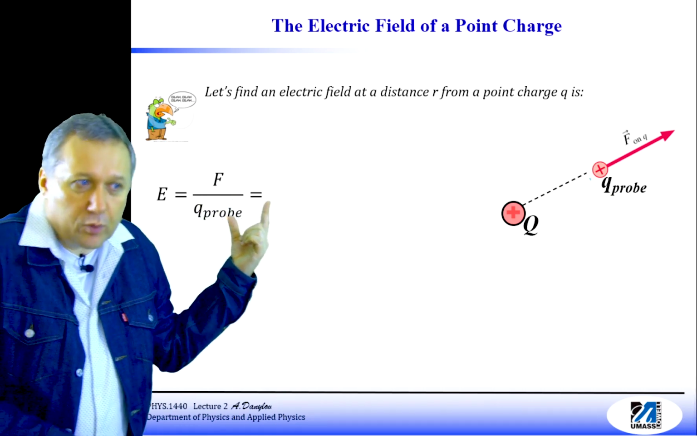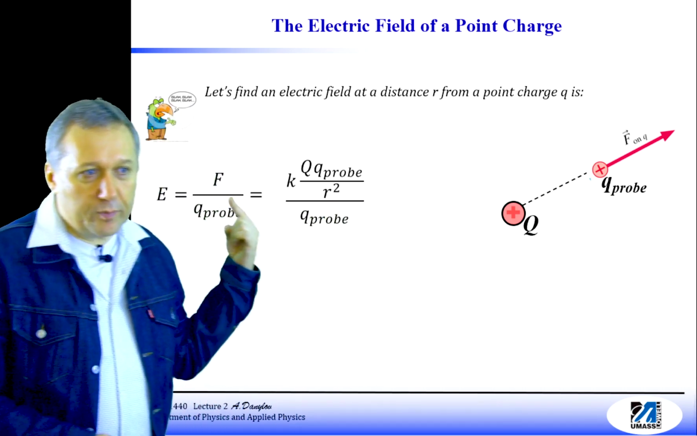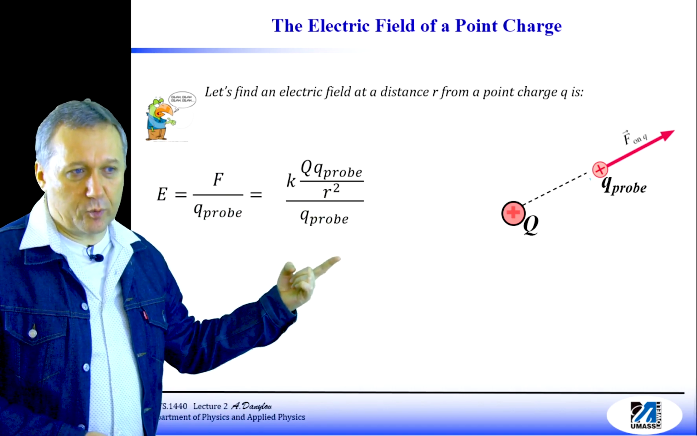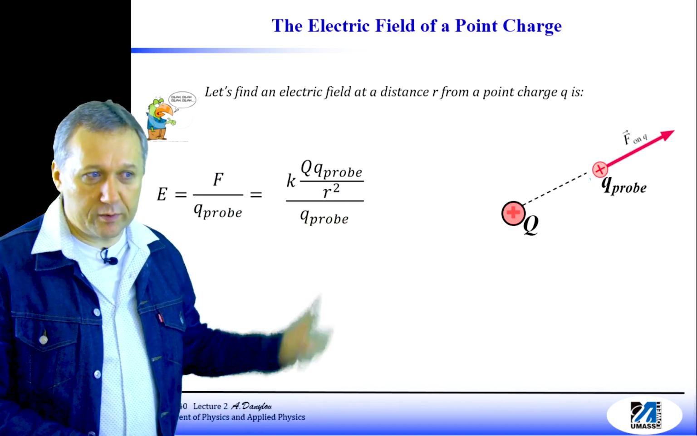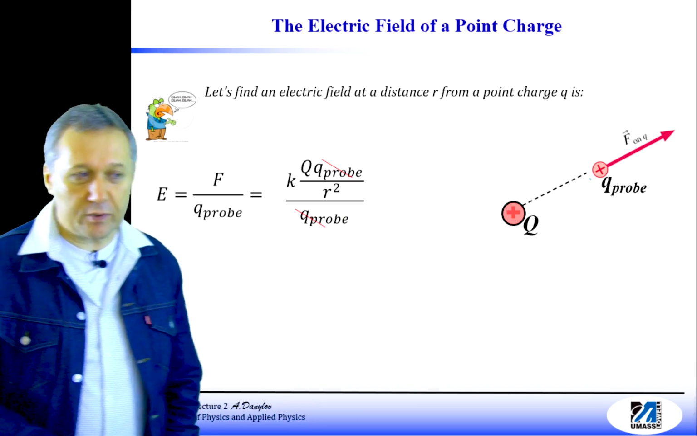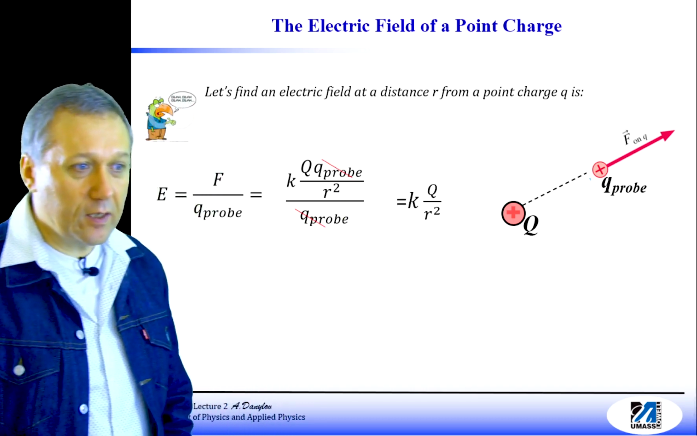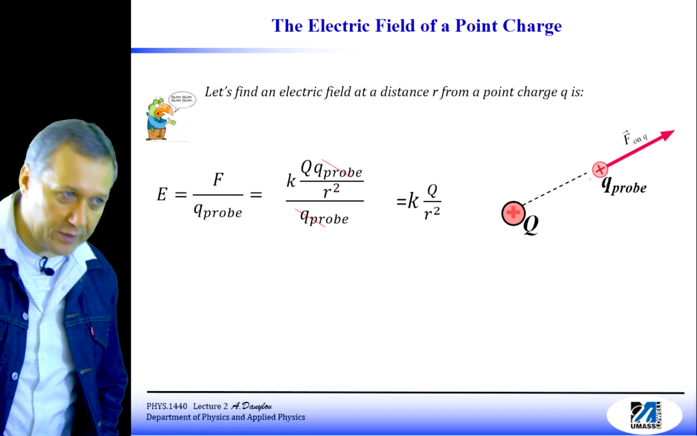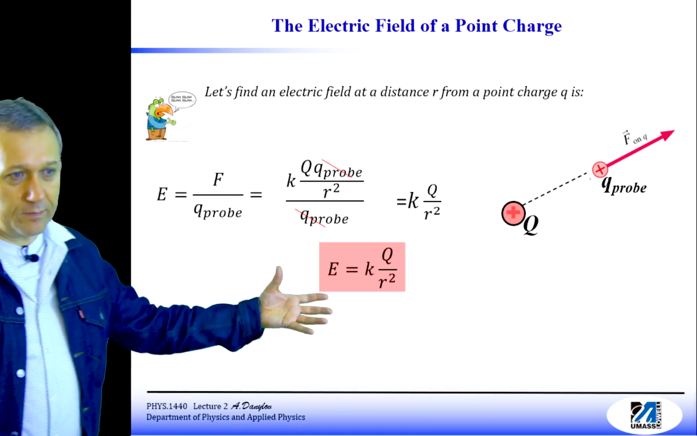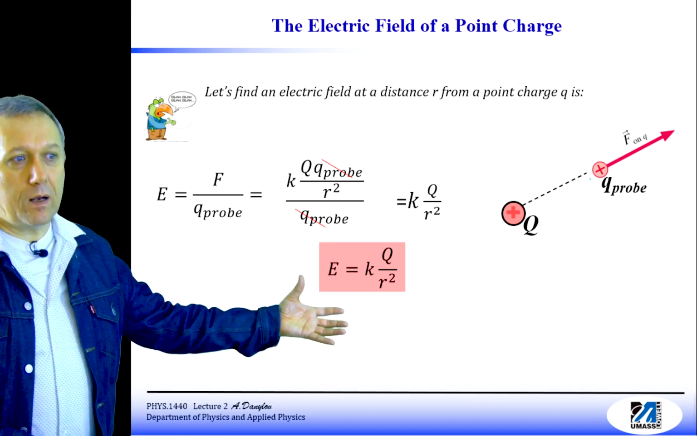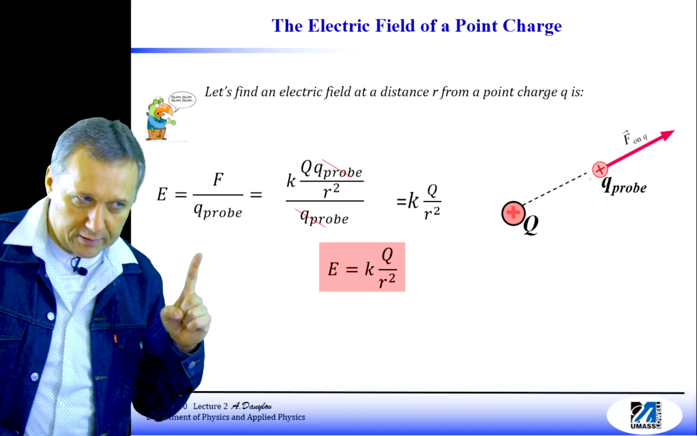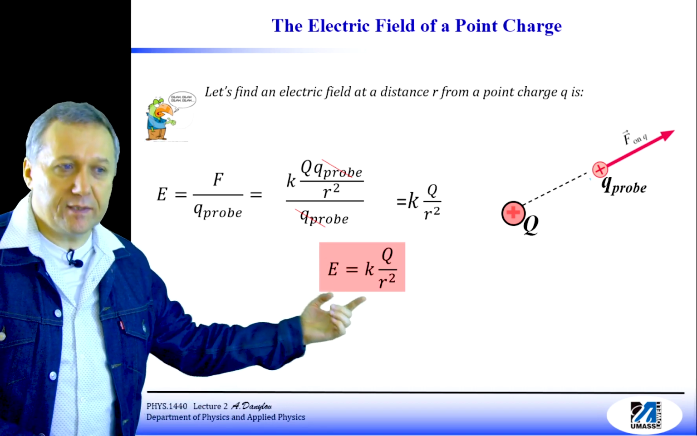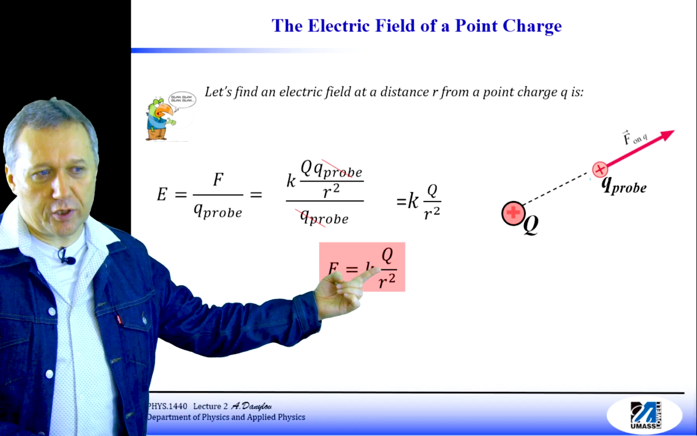F, it's Coulomb's law, right? So it will be our expression for Coulomb's law divided by the value of the probe charge. Of course, the value of the probe charge will be cancelled. Basically, that was our idea, right? And as a result, you have an expression which we are going to use a lot in this course from time to time. So this electric field is the magnitude of the electric field, or electric field strength, at the distance r from the point charge q.